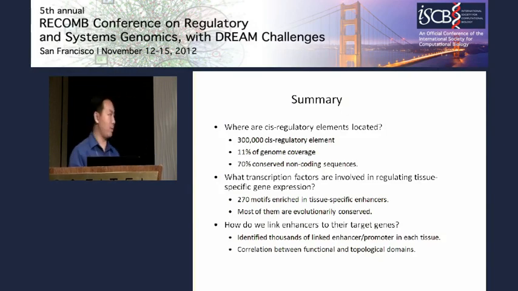This work was recently published in Nature, and we also built a support website where you can go and download all the raw data or the predicted elements. And you're also welcome to email me, and I can answer your questions.